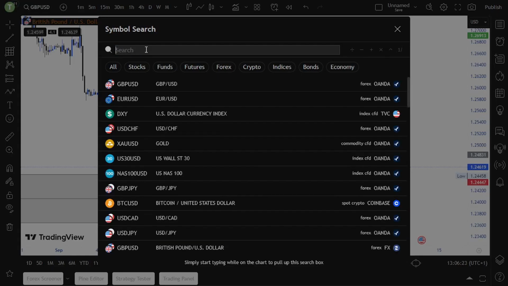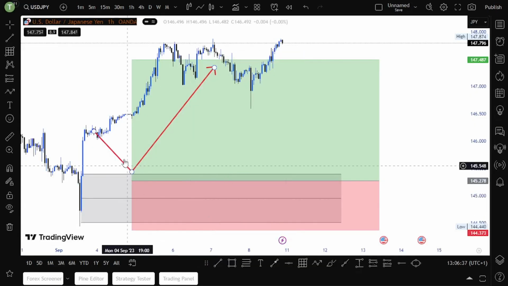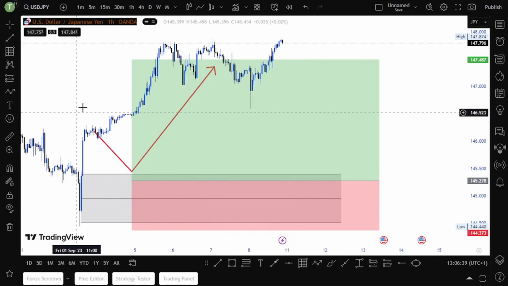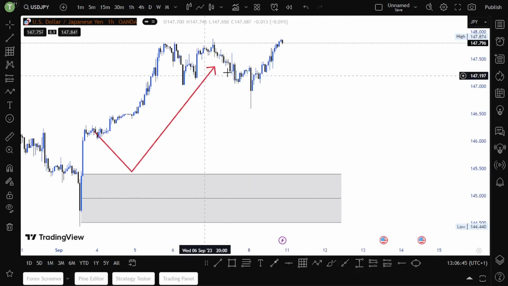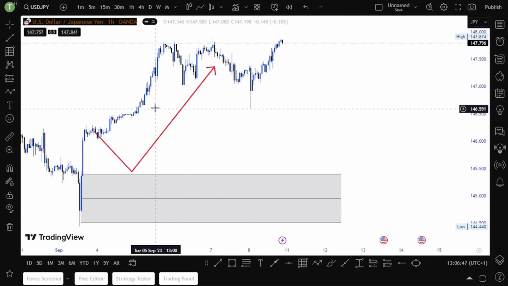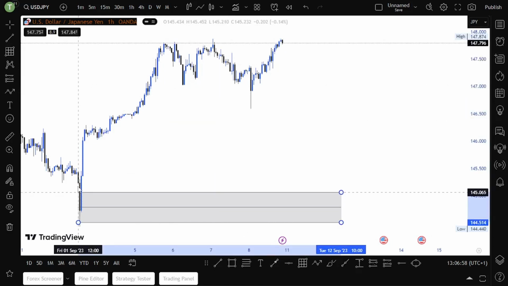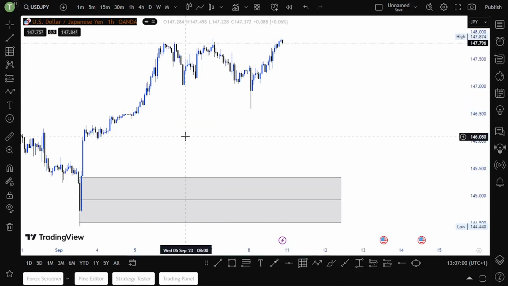Now let's look at USD JPY. As you can see, last week I was waiting for price to come back at this demand zone, but price didn't come back. Price just continued. It went lower and then it shot back up.